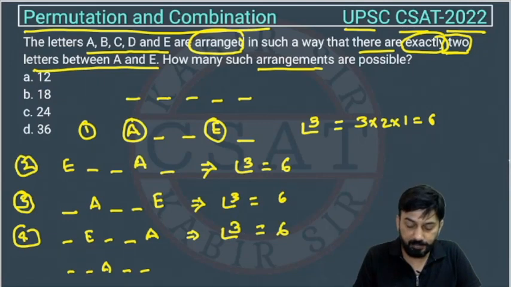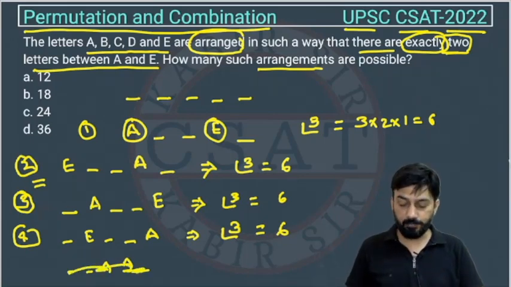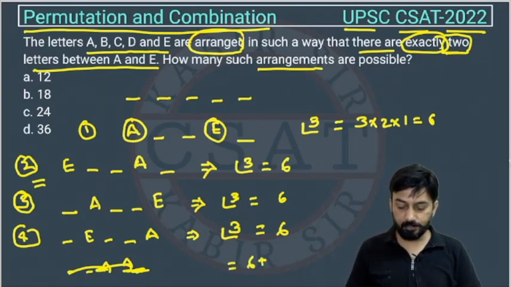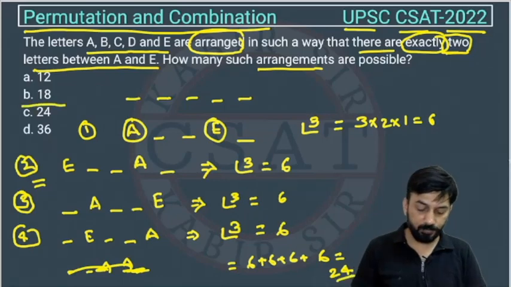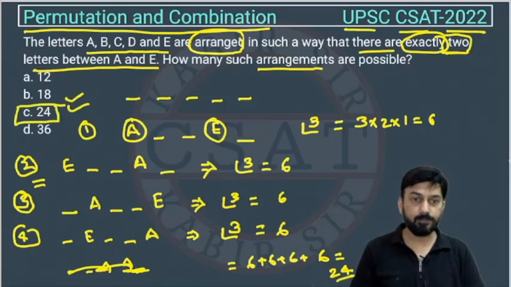So we cannot arrange like this. Okay, and if we are putting A here, this we already considered in this. So these are the only possibilities, right? So we will add this. This will be 6 plus 6 plus 6 plus 6. So how many ways in total? This will be equal to 24, right? So the answer is option C. So this is the answer.